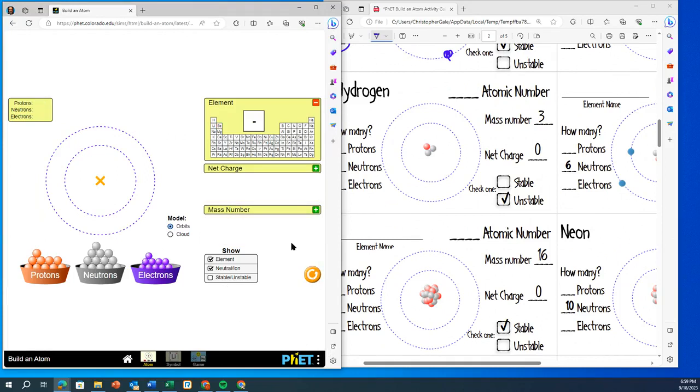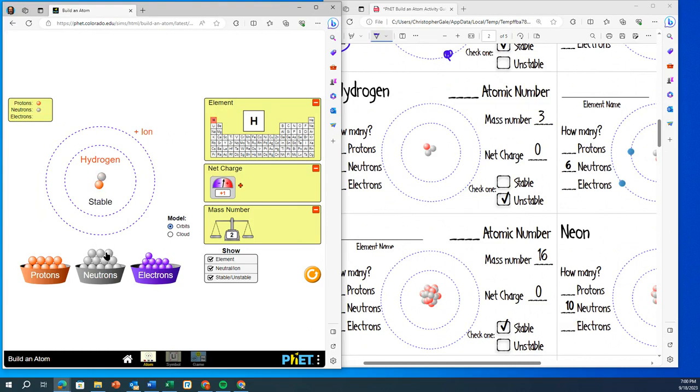All right, so we're going to make hydrogen. Hydrogen on the periodic table, and it says a mass number of 3, 0 net charge, and unstable. So we want to click on unstable. Right, and you'll notice it has the atoms already in here. So it looks like it's got 1 proton and 2 neutrons. It's unstable, has a mass of 3, exactly what I was looking for.